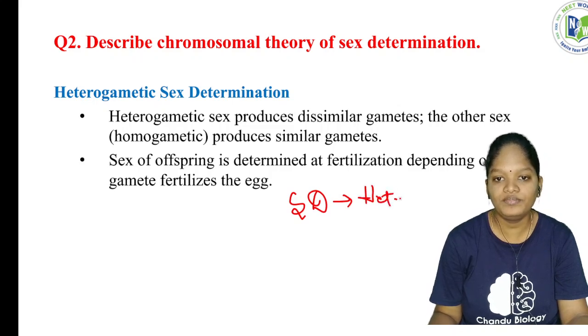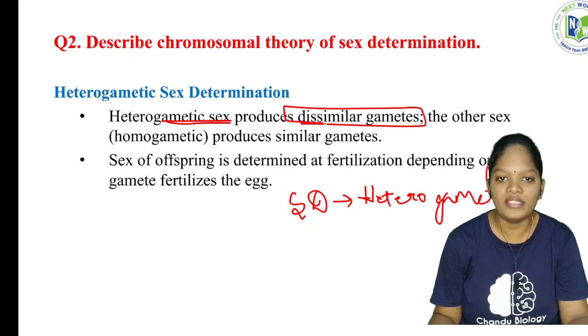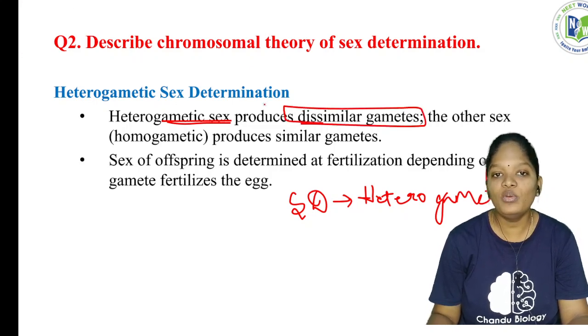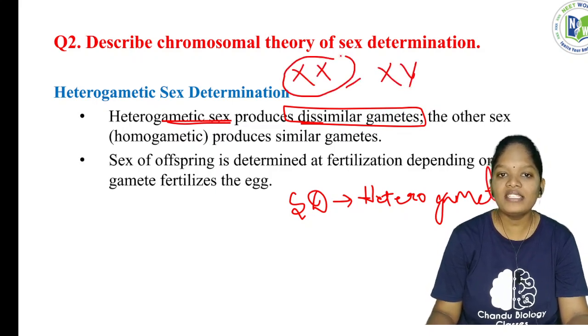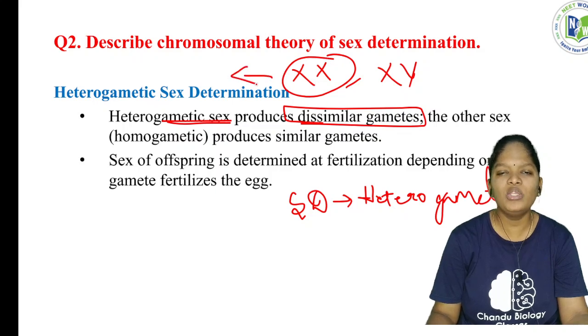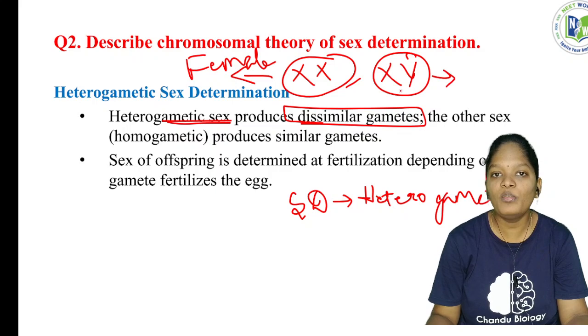Why? The heterogametic sex produces dissimilar gametes. In the case of humans, it will be XX in the case of a female and XY in the case of a male. If XX is present, there will be no difference, and it leads to a female.